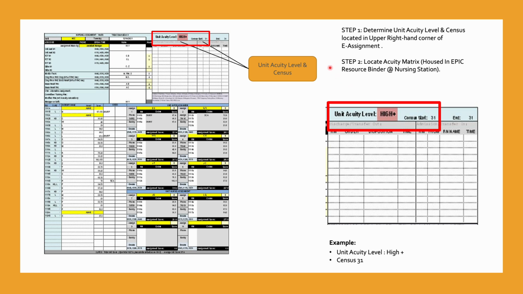Step 2, locate your acuity matrix. This is housed in our Epic resource binder. All units staffed by Epic Acuity should have that Epic resource binder. My facility keeps it at the nursing station. Be sure to check with your facility to find out where they house it. This information of the matrix is also located on the Epic SharePoint site, kp.org/acuity.